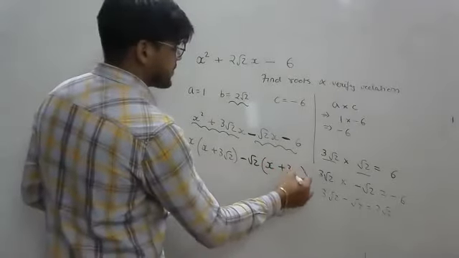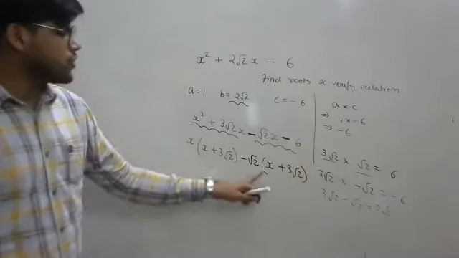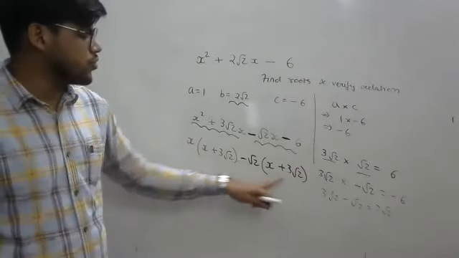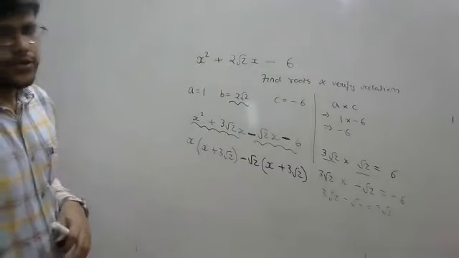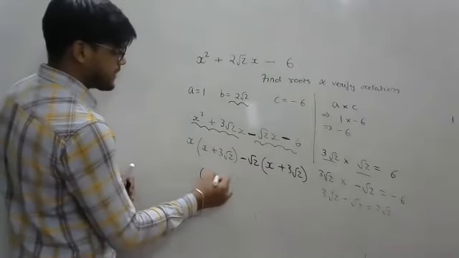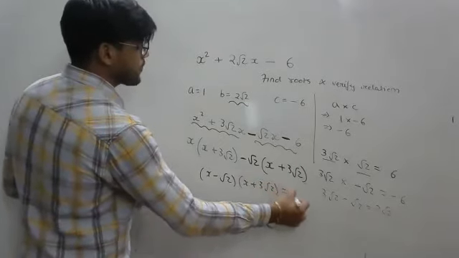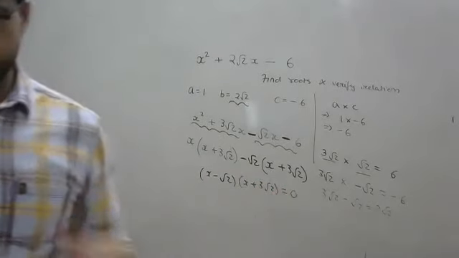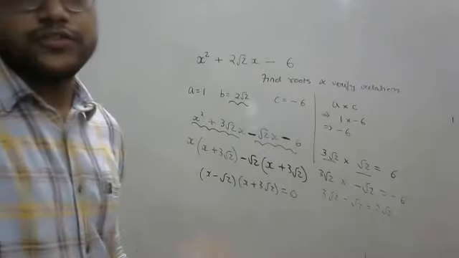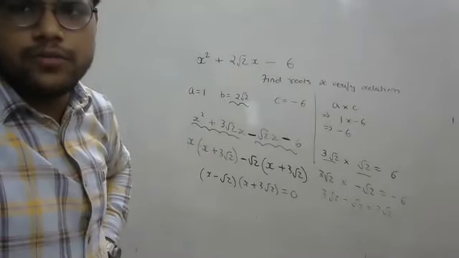Yes, it will be plus 3 root 2. You can check root 2 into 3 root 2, minus root 2 into 3 root 2. It will be minus 6. You can check that. So now the brackets are x minus root 2, x plus 3 root 2 equals to 0. I think this sum, we need to solve more such questions. Don't worry, I'll solve more such questions.